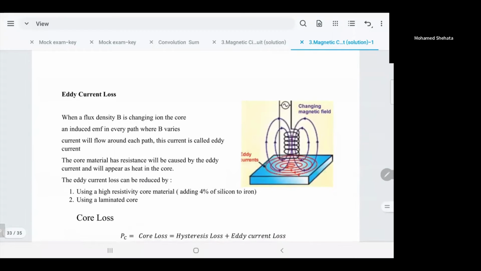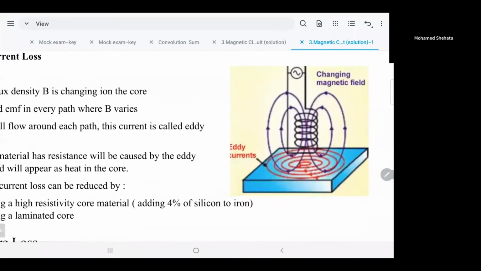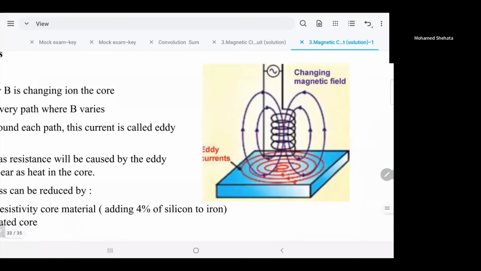There is another phenomenon. We have a magnetic field, as you see here, and we have any piece of metal, iron, whatever. When you have this piece of metal, and if this magnetic field is changing with time, how can we get a magnetic field changing with time? If you have a coil with a fixed current, you have a fixed magnetic field. You have a variable current, you have a variable magnetic field.